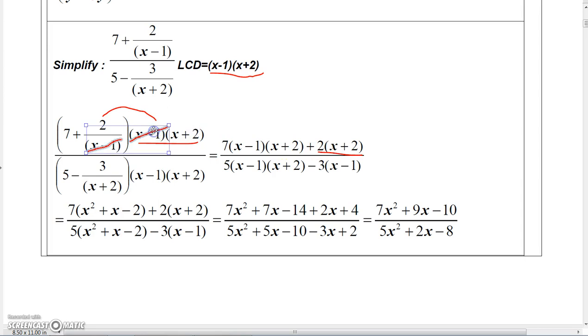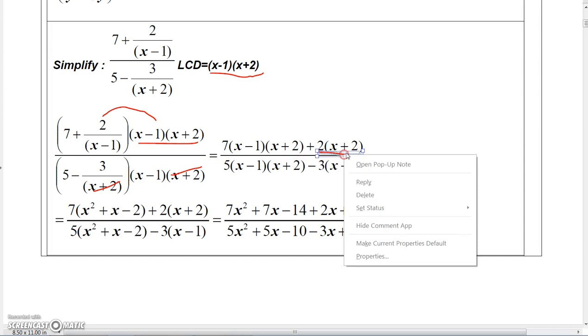Now, when I do the bottom, likewise, you take 5 times x minus 1 times x plus 2, and that's what you get. And then when you multiply the minus 3 over x plus 2 times x minus 1 times x plus 2, then the x plus 2's will cancel, and you get minus 3 times x minus 1.